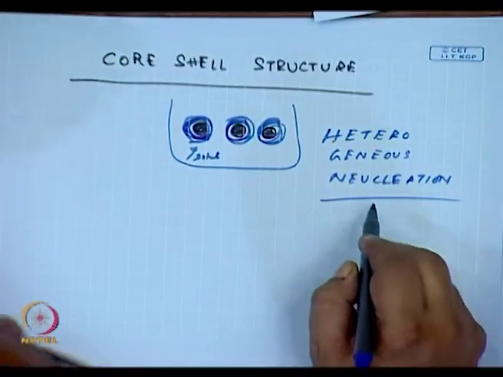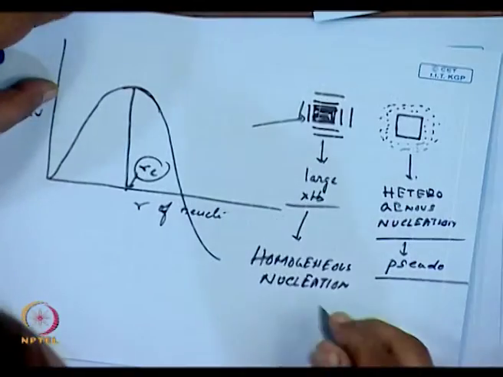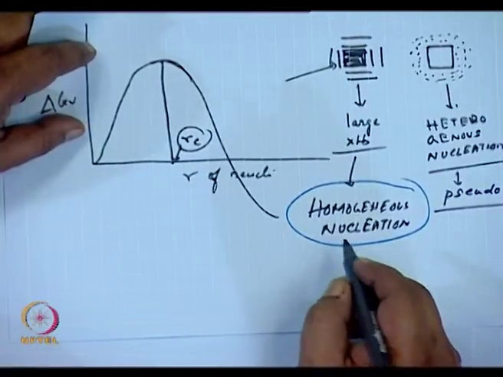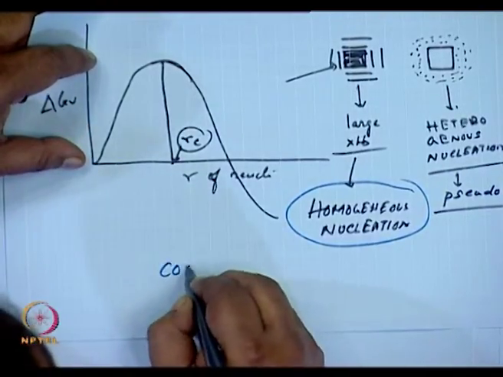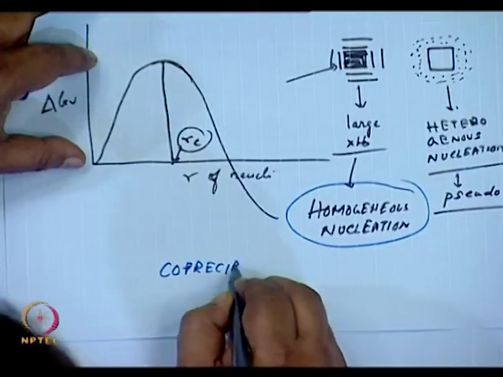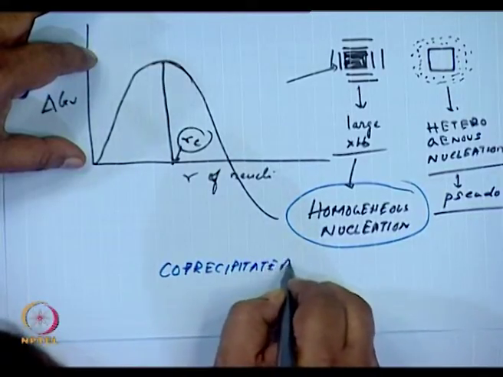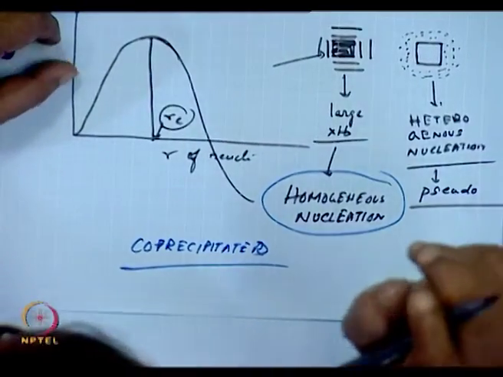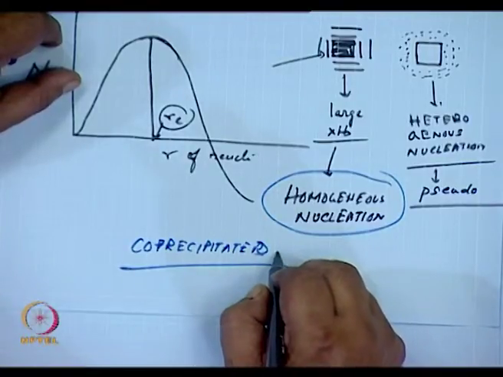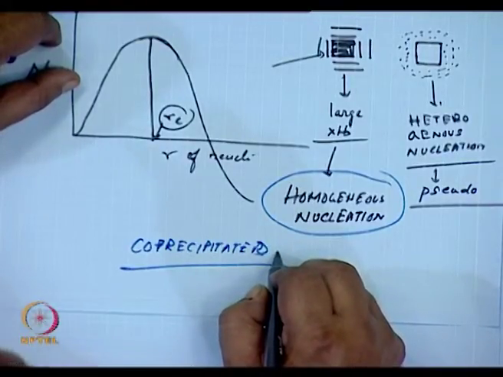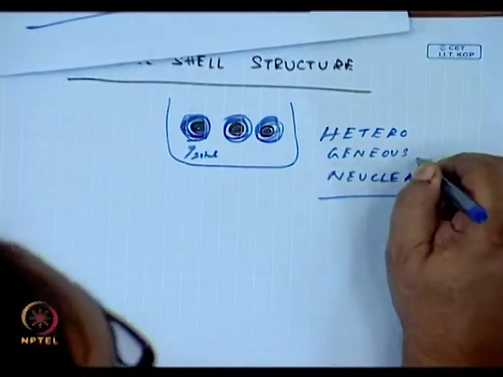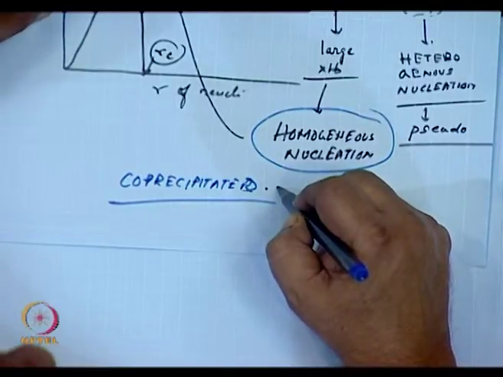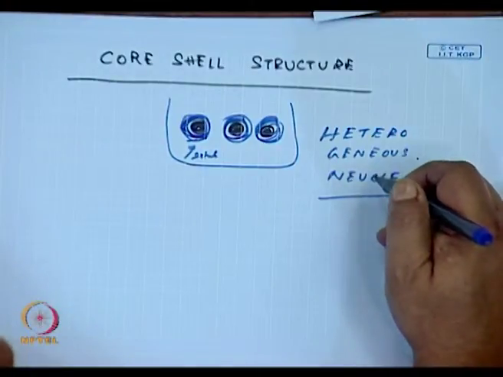However, we are going to focus only on homogeneous nucleation, as we want to have powders which are co-precipitated. That is, component A and component B are co-precipitated from the solution at the same time. If heterogeneous nucleation occurs, I would never get co-precipitation. It would be a core shell structure.